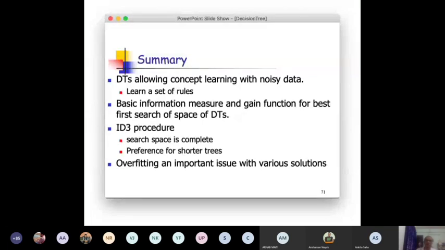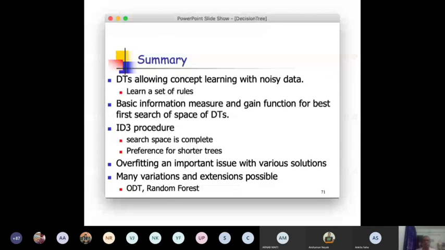And there are issues like overfitting that need to be considered. And also there are many variations and extensions possible of these decision trees that we discussed, particularly the later variations, the oblique decision tree and random forest. Those you may find interesting, and you can get further details from the reference books and the papers. With this, let me stop for this topic. We will start the new topic next. But if you have any questions, let me know.